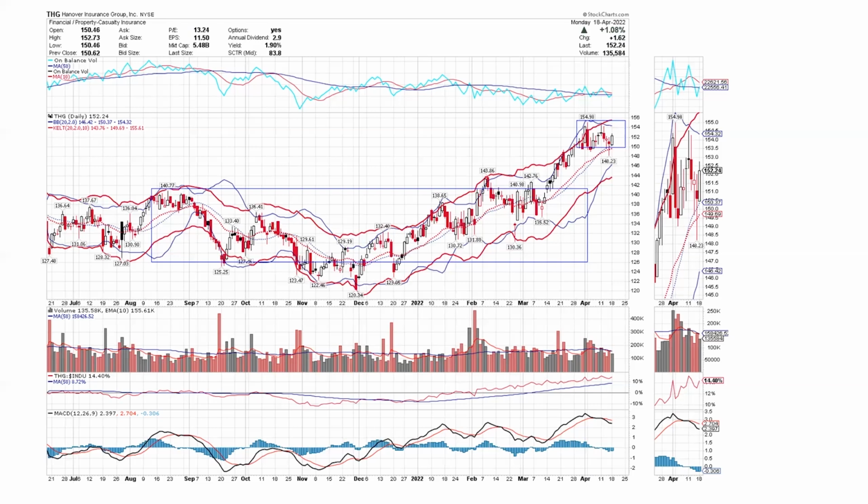Absolutely. Well, a little bit of liquidity issue there, somewhat muted on the volume, 155,000 on the 10-period EMA. So might want to be just a tad careful on that one, but great company.